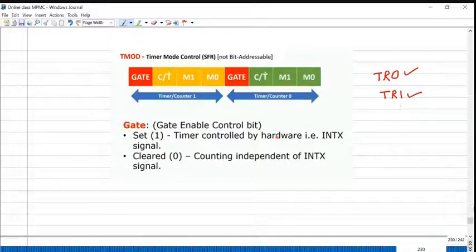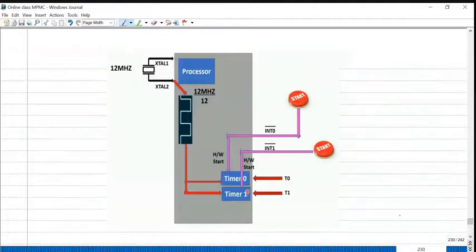But suppose the programmer wants to start the timer from external hardware. For example, I'm connecting some push button switches through INT0, INT1. That's why I mentioned INT0, INT1 are somewhat related with this timer operation. So this is for external hardware control of the timer.